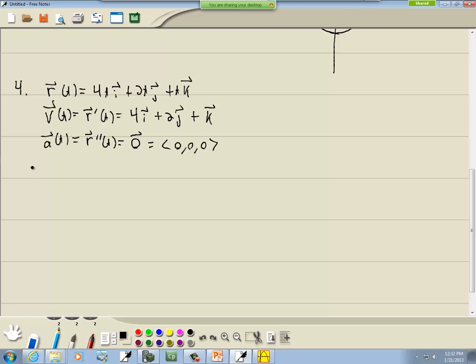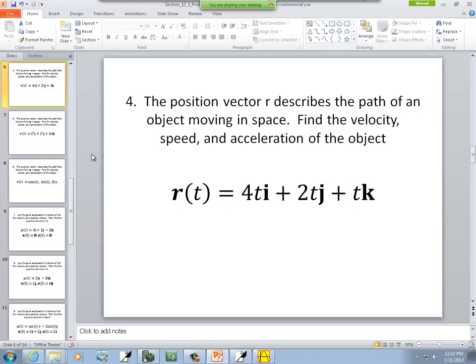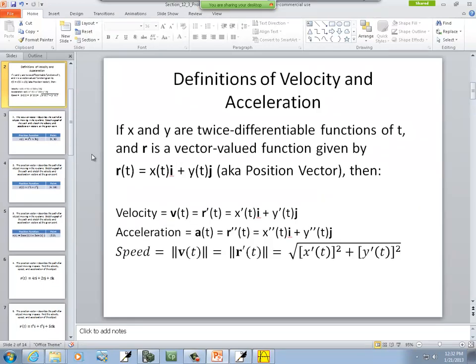Now our speed. That was our bottom formula here, where you take the magnitude of r prime.